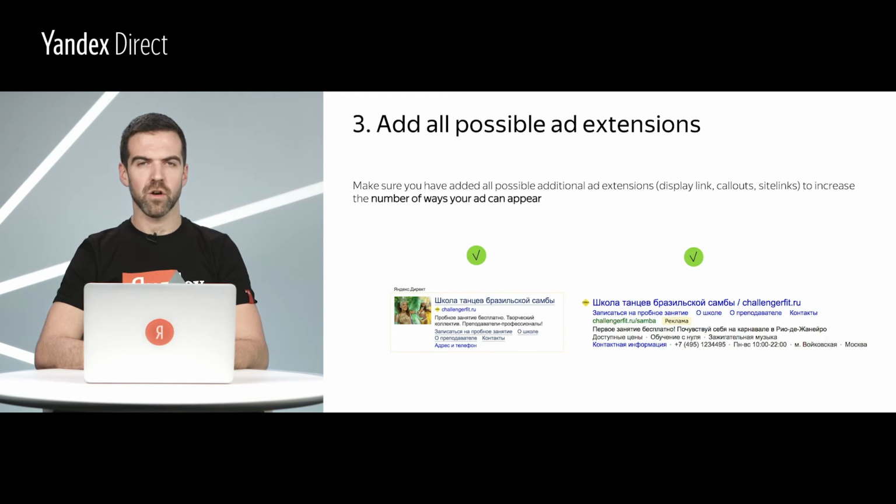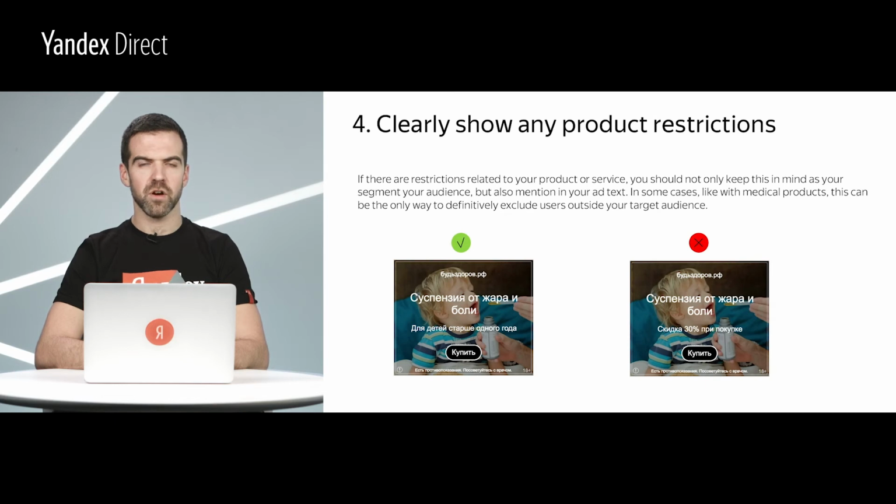Make sure you have added all possible additional ad extensions, display link, callouts, site links, to increase the number of ways your ad can appear. If there are restrictions related to your product or service, you should mention them in your ad text. In some cases, like with medical products, this can be the only way to definitively exclude users outside your target audience.